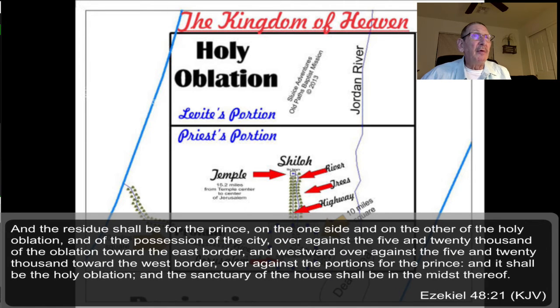Also over in 48:21, let's go on further in our study. And the residual shall be for the prince on one side, and on the other side of the holy oblation, and the possession of the city, over against the 25,000 of the oblation toward the east border, and westward over against the 25,000 toward the west border. And over against the portion for the prince, it shall be for the holy oblation, and the sanctuary of the house shall be in the midst thereof.